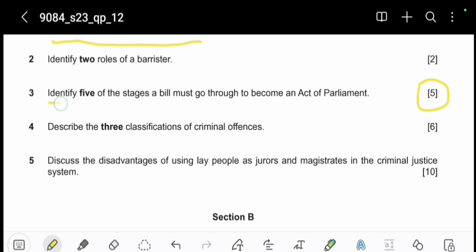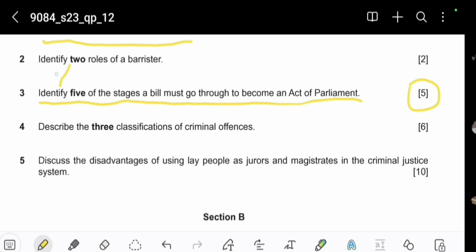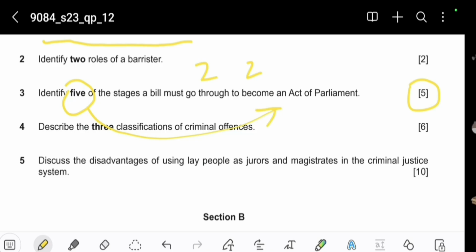So the question is, identify 5 of the stages a bill must go through to become an act of parliament. It is telling you to identify 5 different stages that a bill goes through in parliament. So this is the question. You don't have to write 3 stages or 2. Instead you have to write all 5 stages of parliament. Now we will see the marking scheme and then we will see the answer.